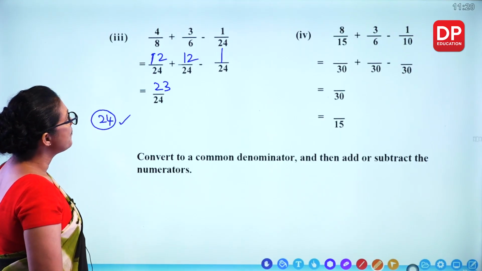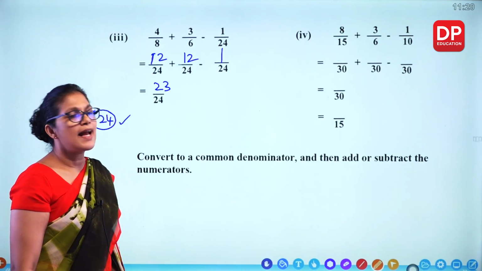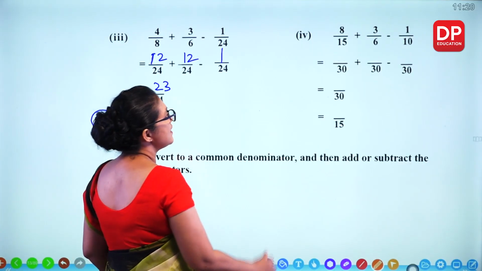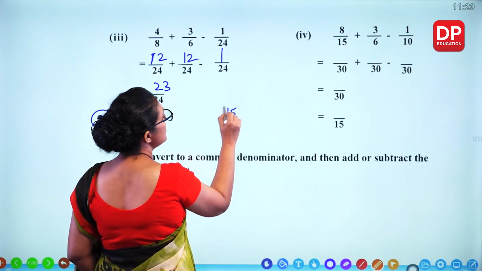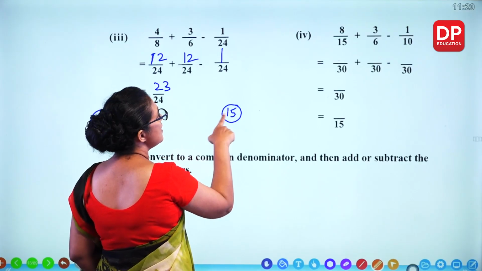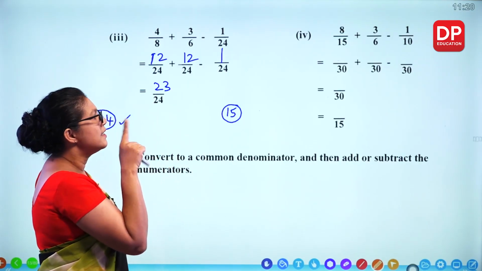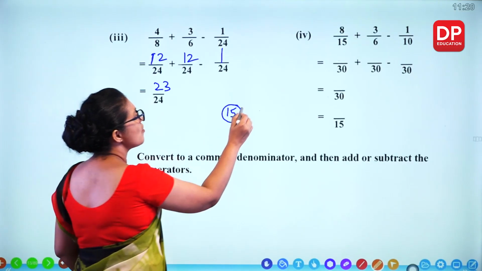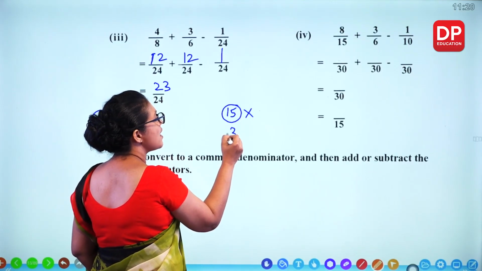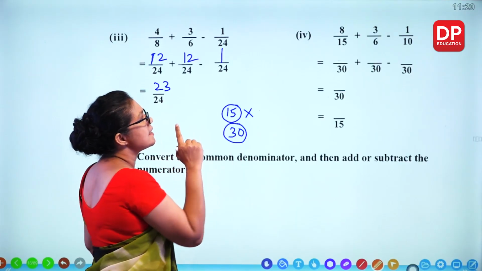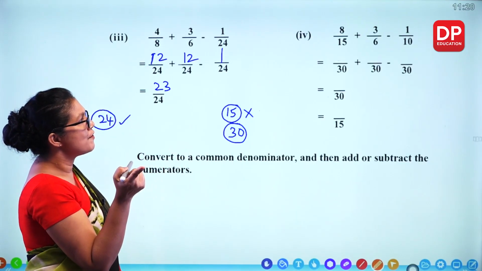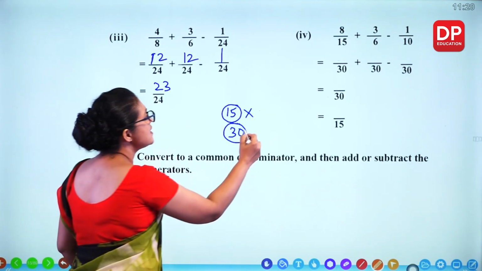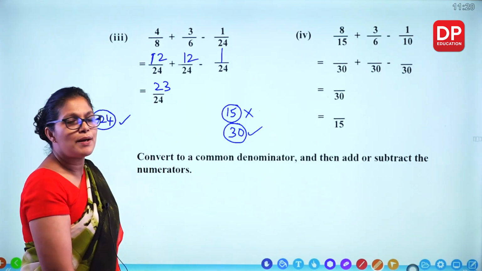The next one, 15, 6 and 10. What's the lowest common multiple? Take the largest one as a multiple and then check whether it's divisible. It's not divisible by 6 or 10. That means you can't take it, take the next multiple. 30. 30 is divisible by 15. It's divisible by 6 as well as 10. So 30 is the lowest common multiple.